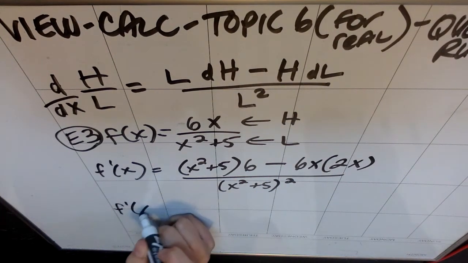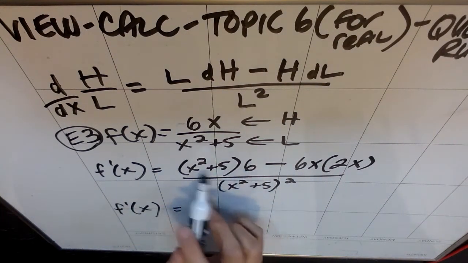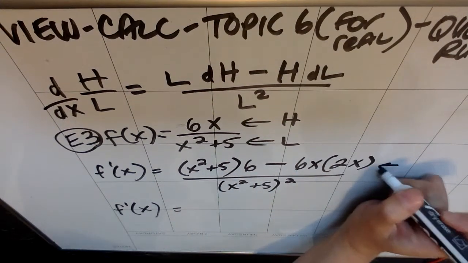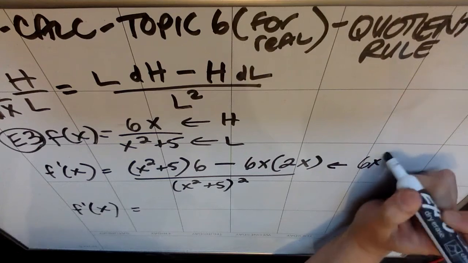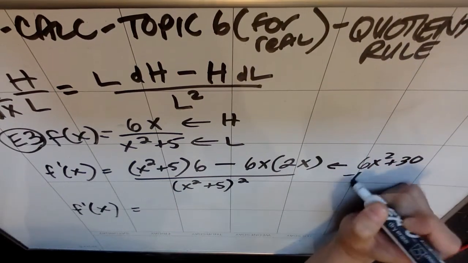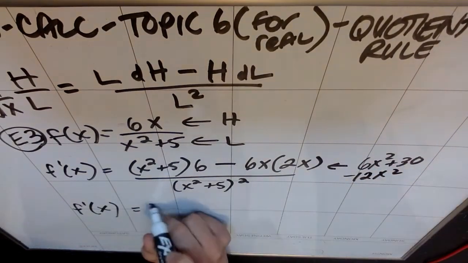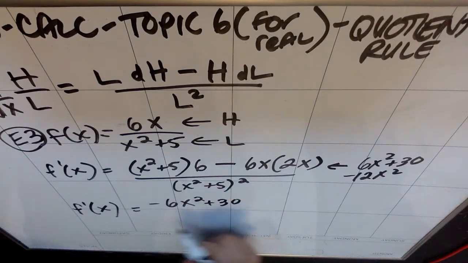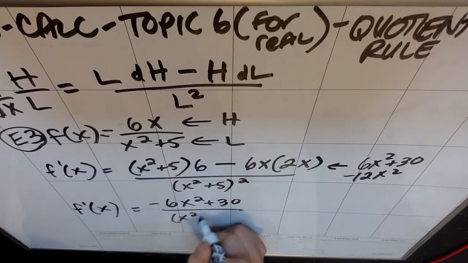When I clean this up, I get that f prime of x is 6x squared plus 30 minus a 12x squared, right? So this would have been 6x squared plus 30 minus 12x squared. So I'm going to write that as a negative 6x squared plus 30 all over this x squared plus 5 quantity squared.